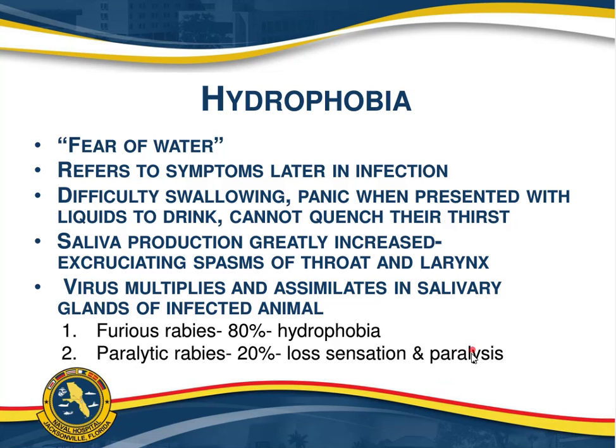So hydrophobia is this fear of water, difficulty swallowing, panic. People cannot quench their thirst. Saliva production is greatly increased because of that centrifugal spread of the virus from the brain and spinal cord out to the salivary glands, and then the virus reproduces in the salivary glands. You'll see discussions of 2 types of rabies: furious rabies, which is 80% of cases, which is the hydrophobia, and paralytic rabies, which is 20% of the time, which is loss of sensation and paralysis.